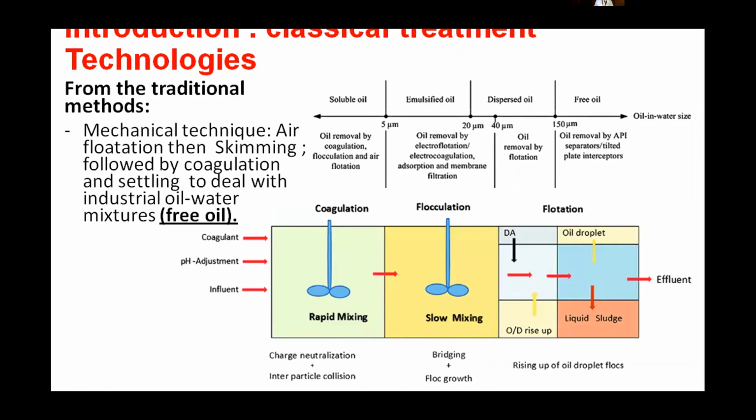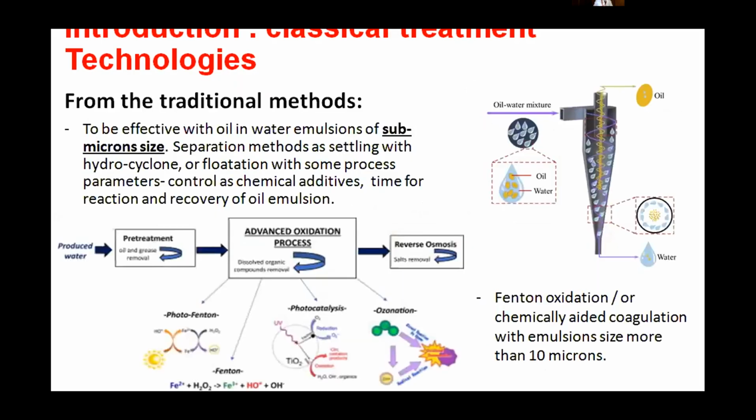As you can see here in this slide, when we are talking about the emulsified range, we can think of electroflotation, electrocoagulation, adsorption, and membrane filtration. Other than this, if we are talking about dispersed or free oil, it's very simple to use some separators like hydrocyclones or some advanced oxidation processes, like Fenton oxidation.